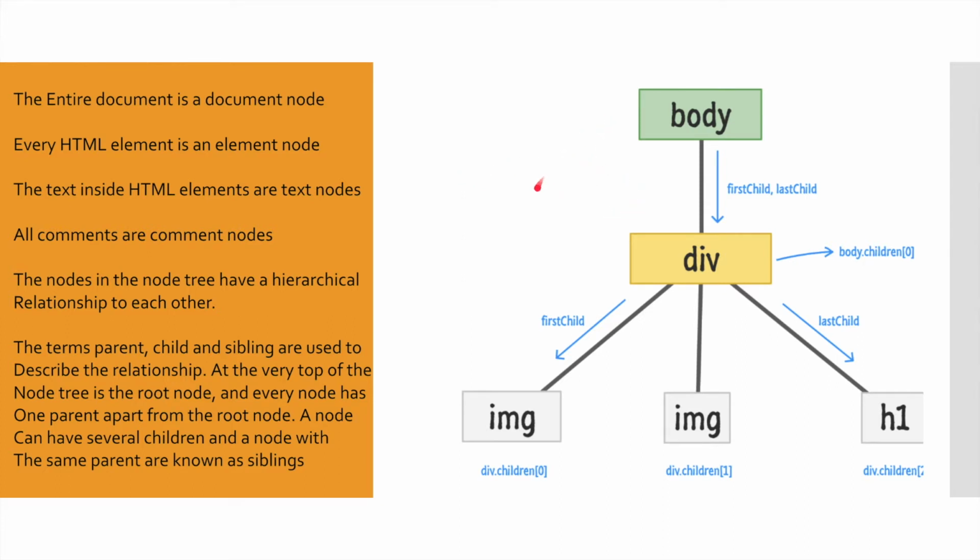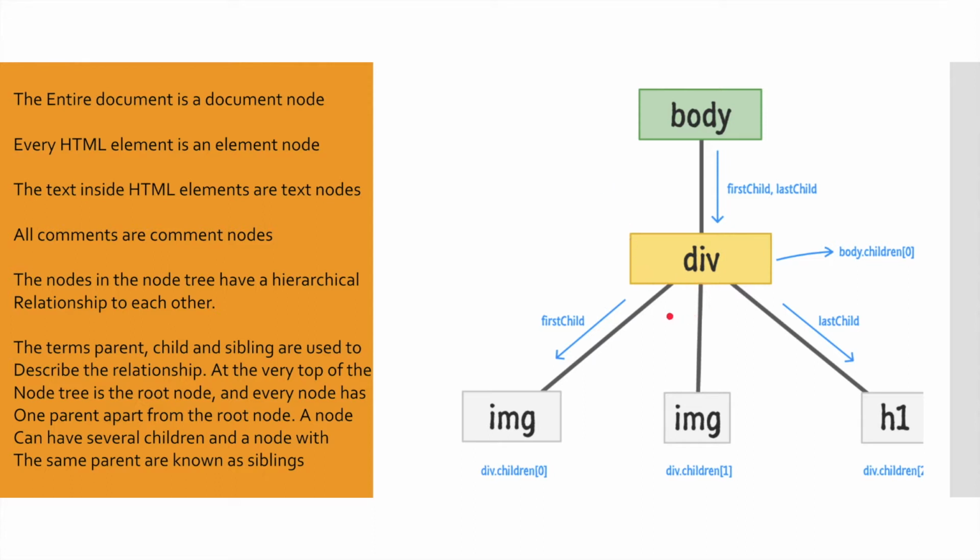So the entire document is a document node, and every element in the document is an element node. So the body is a node, the div is a node, and even comments, which are not rendered in the DOM tree, are also nodes. And then they all have relationships between each other, which I just mentioned before. The way we describe this relationship is with parent, child, and sibling, etc.